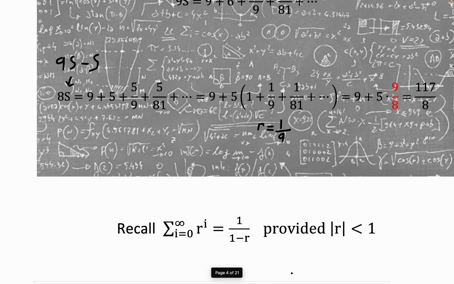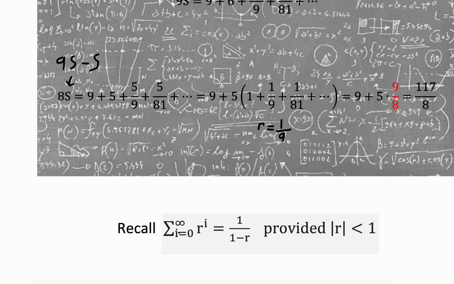And so what you end up with is a geometric series with common ratio r equal to 1/9 in the parenthetical expression right there. You do have an infinite geometric series inside the parenthetical piece here. Now, a lot of you probably recall this result: the geometric series, the compact form for it, is 1 over 1 minus r, provided the absolute value of r is less than 1. Well, the absolute value of 1/9 is certainly 1/9, which is less than 1, right?